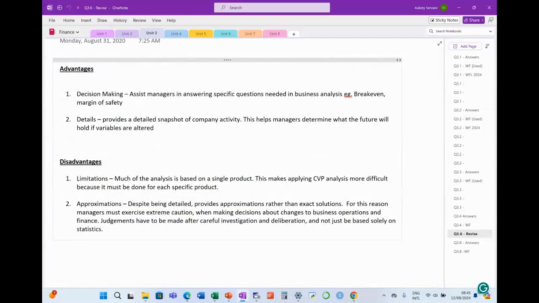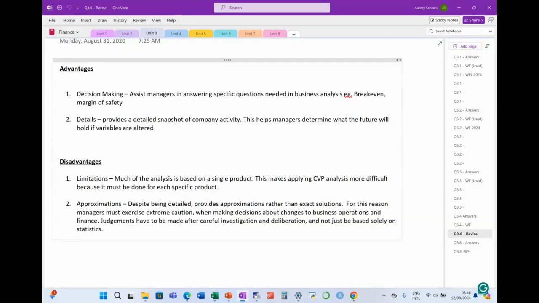So number one, decision making. It assists managers in answering specific questions needed in business analysis, such as break-even. How many units must we sell in order to ensure we don't make a loss? Worst case scenario, should we fail to sell what we want to. So that helps quite a bit. And then margin of safety: how much wiggle room do we have before we either start making a loss or reach our break-even point? So you can see, it really helps with decision making.